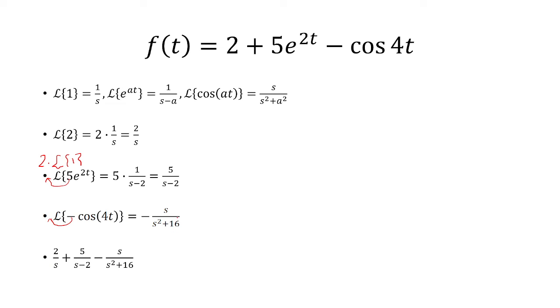And finally, we can put all of these together. We have 2 over s plus 5 over s minus 2 minus s over s squared plus 16.